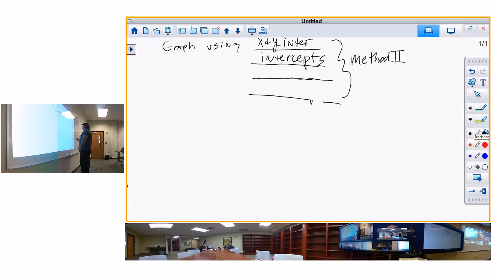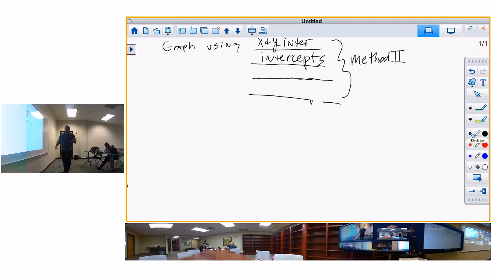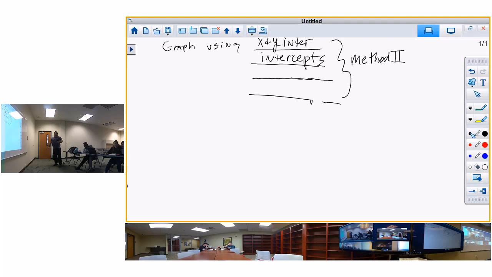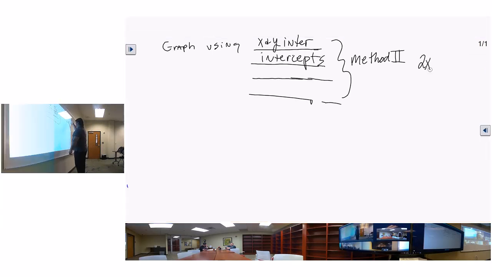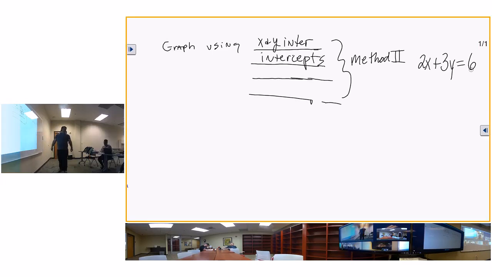Now again, there's going to be people, Ms. Alexander, that are not going to listen to me. And they're going to try to use method 1 when you should use method 2. And they're going to get the problem wrong. All right? So I'm just going to go ahead and tell you that. This one is used for 2x plus 3y is equal to 6. And you got 2 examples: this one and the one on the back.